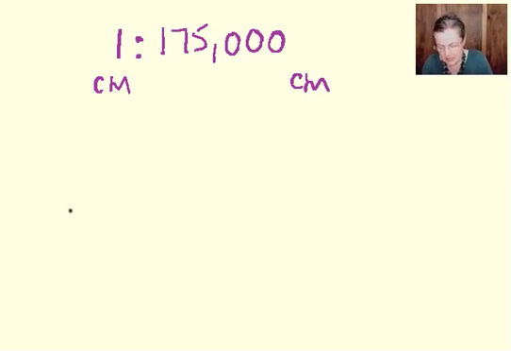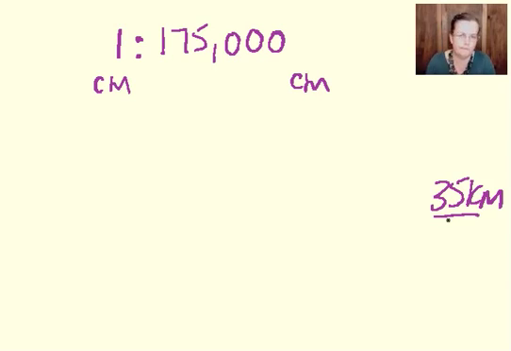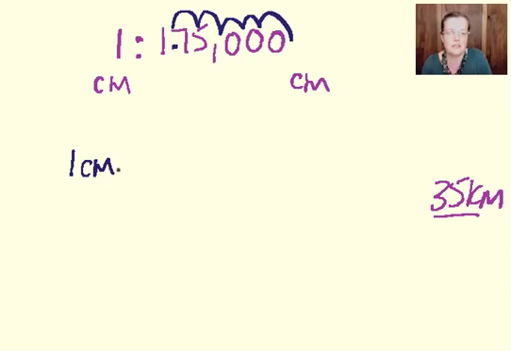Now, how many centimetres on the map represent 35 kilometres in real life? So the first thing we have to do is change this to kilometres. So it goes centimetres, decimetres, metres, decametres, hectometres, kilometres. So now we know that 1 centimetre equals 1.75 kilometres.